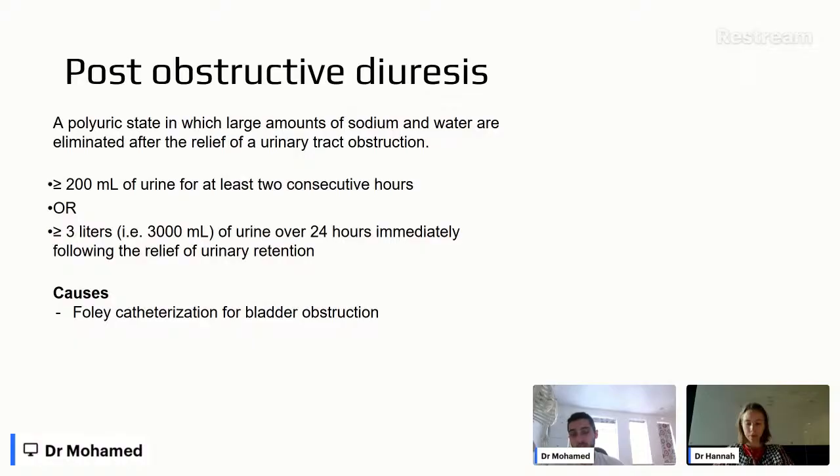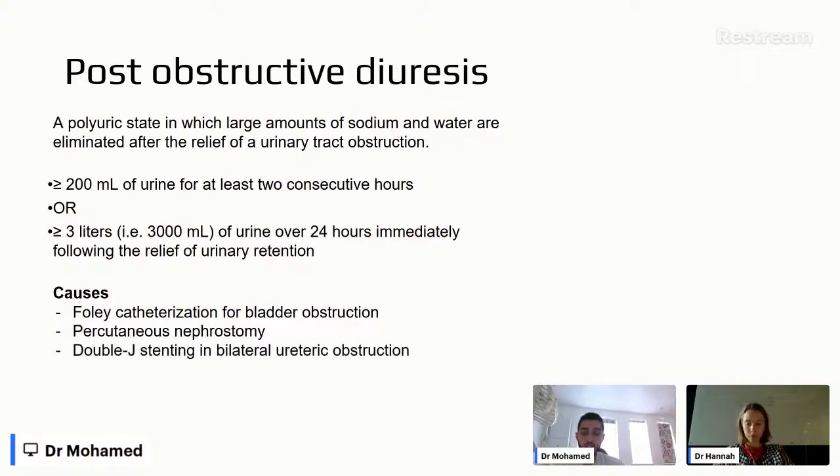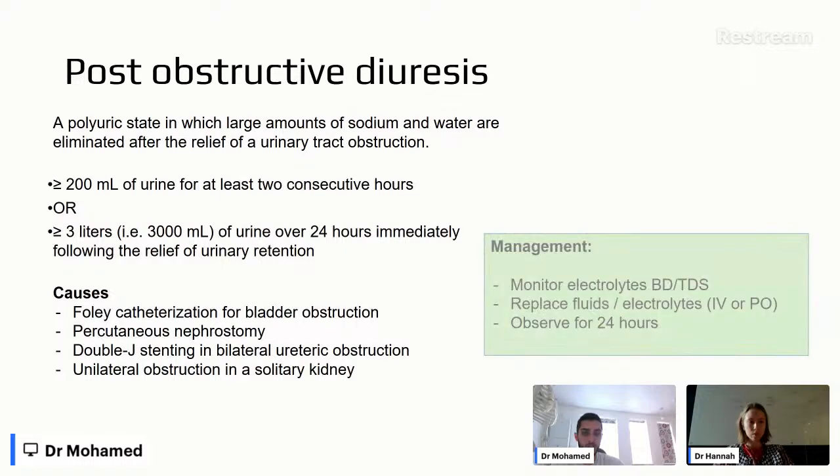So you've catheterized a patient that was in urinary retention, or you've inserted a nephrostomy and resolved or caused drainage of the urine in the kidney, or following stenting after ureteric obstruction, or maybe there was a unilateral obstruction in a solitary kidney that was then relieved. So any type of obstruction, really, typically it's just going to be standard urinary retention that you catheterize. But any kind of obstruction that you tackle, the patient can be led into diuresis.